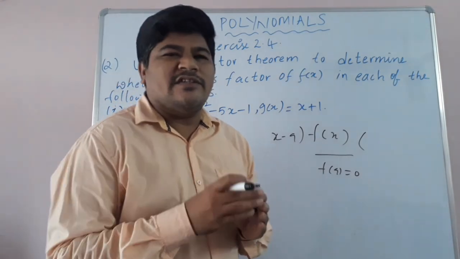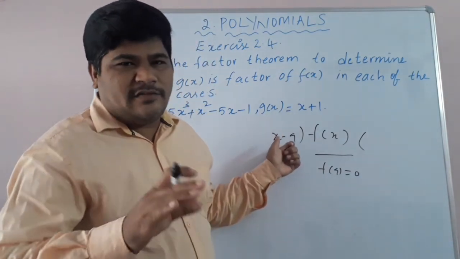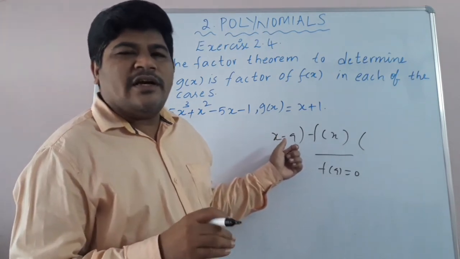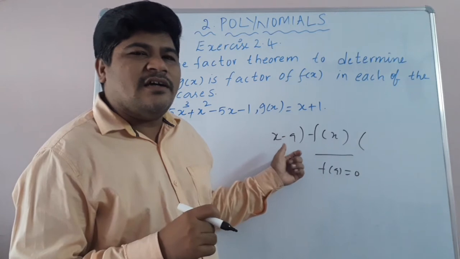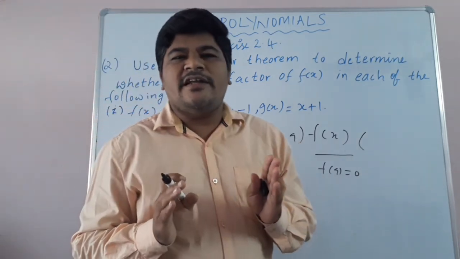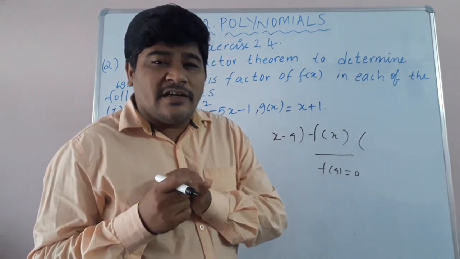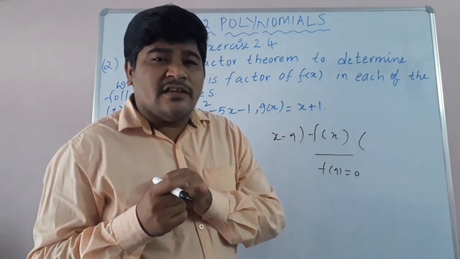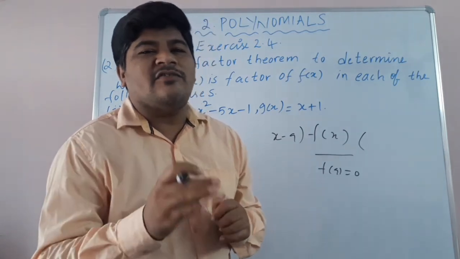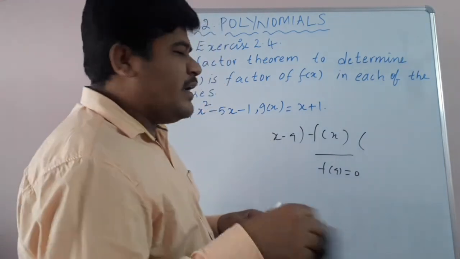And next, its converse. What is its converse? Suppose they mention in the question that x minus a is a factor. Then if x minus a is a factor, the remainder is 0. So two statements are there in the factor theorem. What are those? X minus a is called a factor if f of a is 0. Second, if x minus a is a factor, f of a is equal to 0. Now children, we will use the first statement.